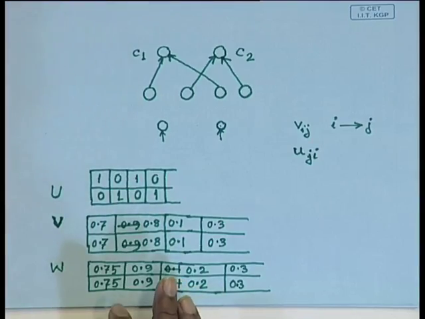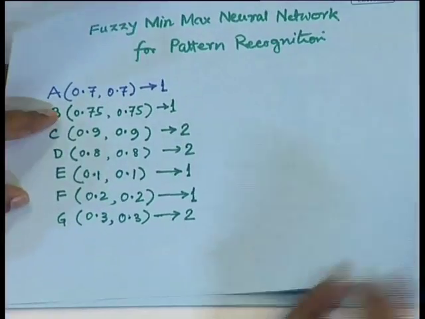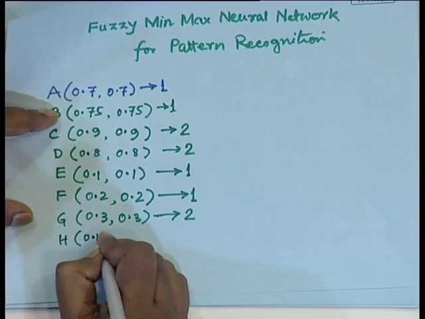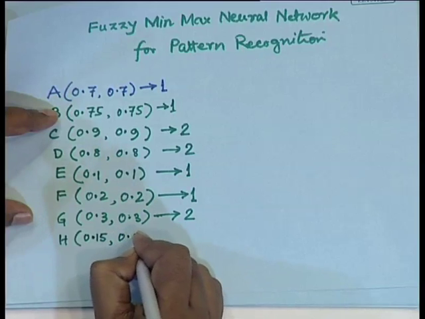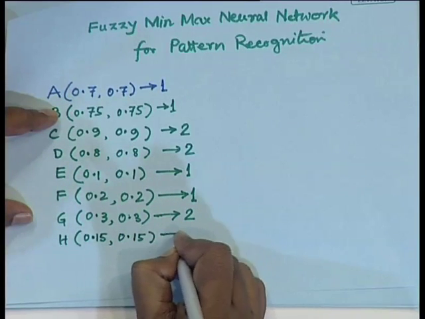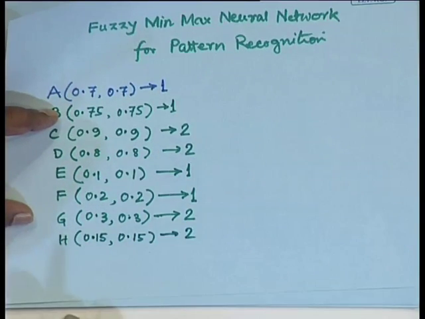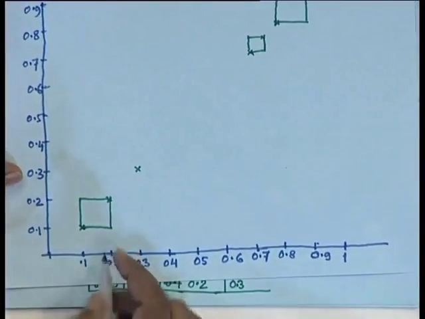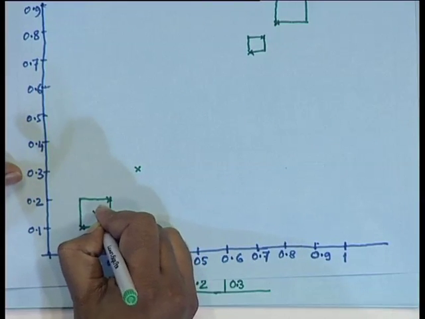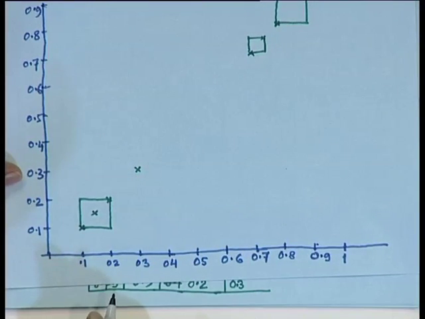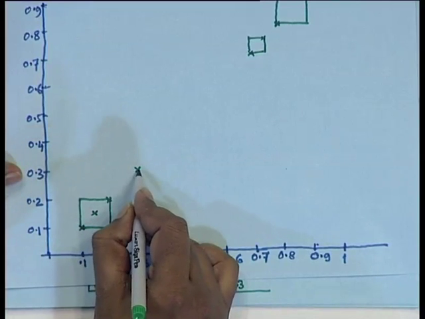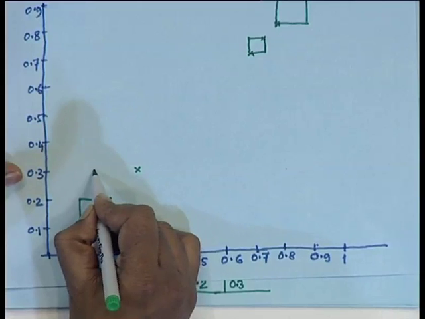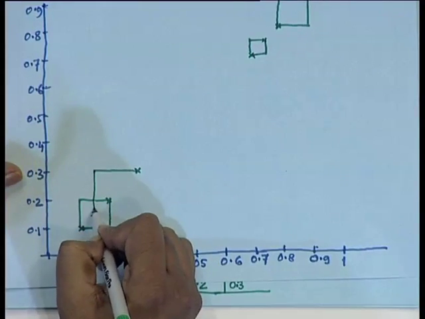Then you come to the next point, which is 0.15, 0.15, and this also belongs to class 2. Coming over here, 0.15, 0.15 is this. And assuming that I can expand this to include this one, the new hyperbox that I will generate is this one.